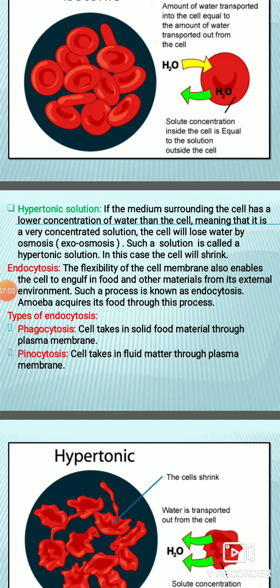Not only that, you know that the cell is a living cell, so it needs food to survive. So when it needs any kind of solid food substance, then also it undergoes phagocytosis. On the other hand, when the cell needs any kind of liquid material to be taken inside, then that process is known as pinocytosis. So endocytosis is the movement of food or solid materials inside the cell, and it includes two categories, phagocytosis and pinocytosis.